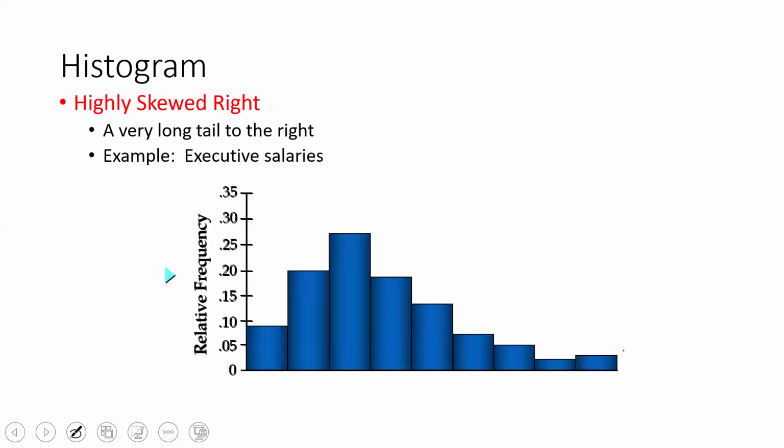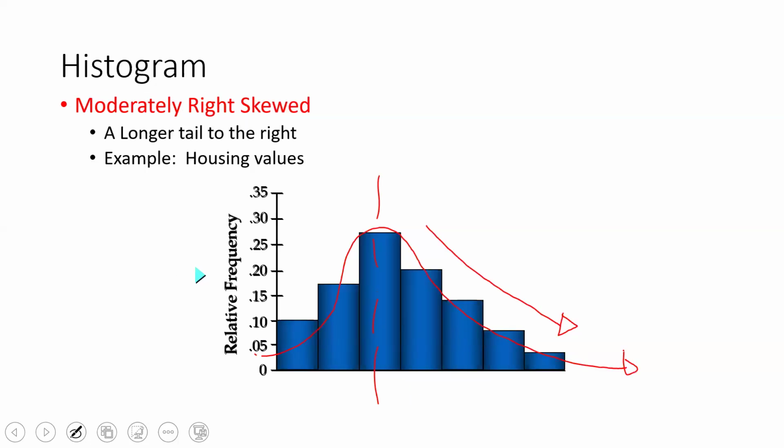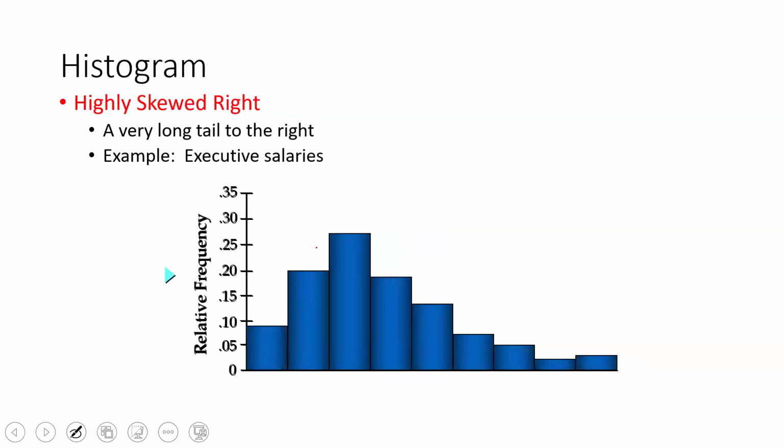And this one is highly skewed, it's even much longer. The previous one was moderately skewed. This one is even more longer. It has a longer tail. That's how you describe your histogram when you have it being plotted.